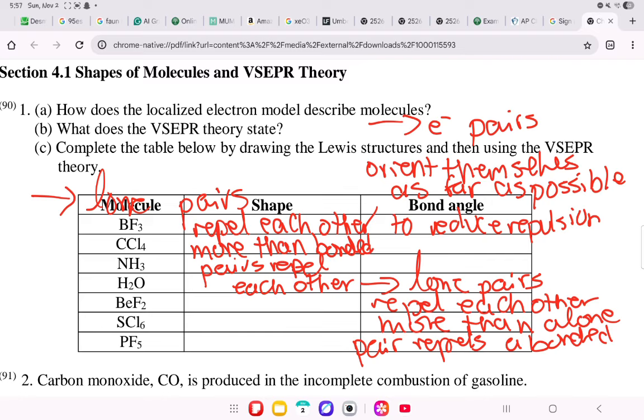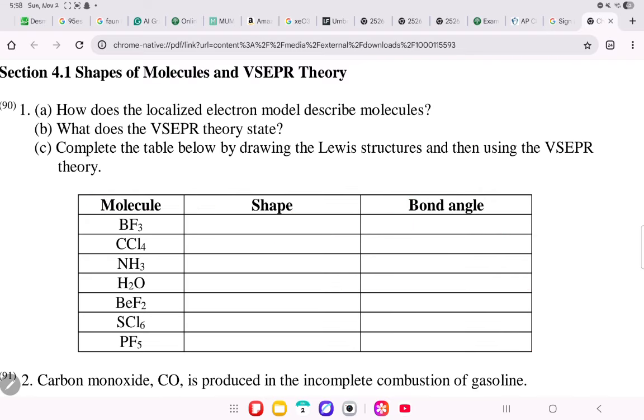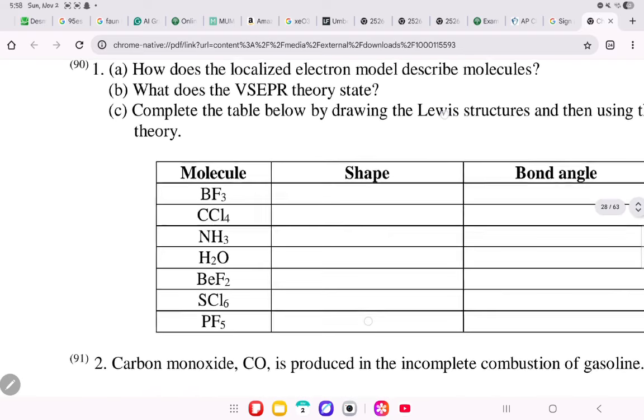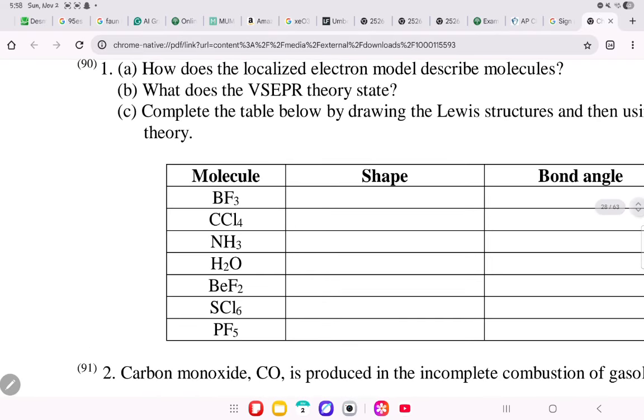Electron pairs orient themselves as far as possible from each other to reduce repulsion. Lone pairs repel each other more than a lone pair would repel a bonded pair. A lone pair repels each other more than a bonded pair would repel each other. Now, in question 1 part C, they said that they want us to determine the shape and the bond angle. Very simply, we would need to do the Lewis structure.